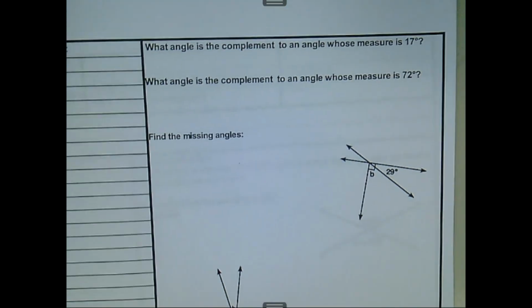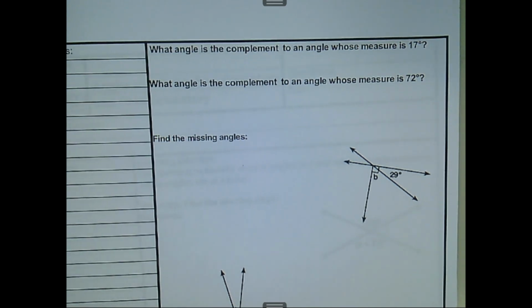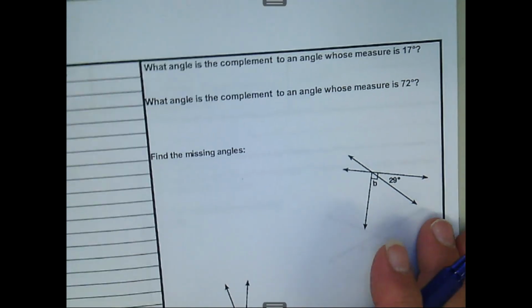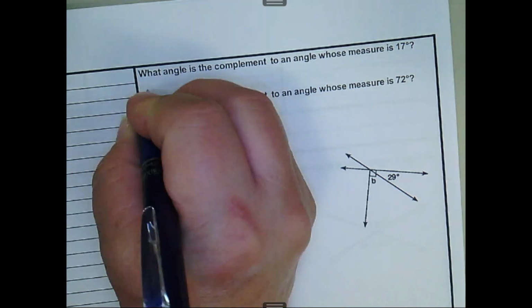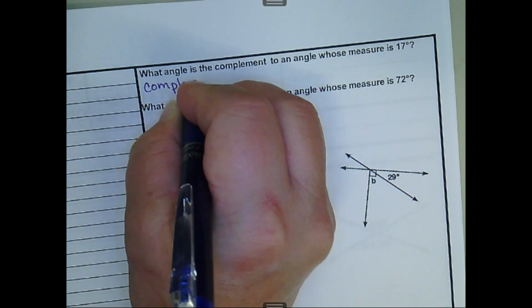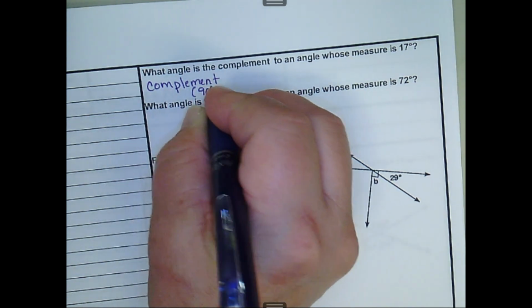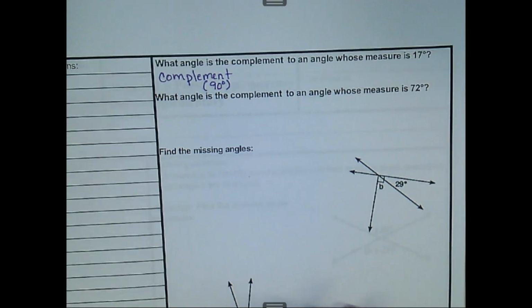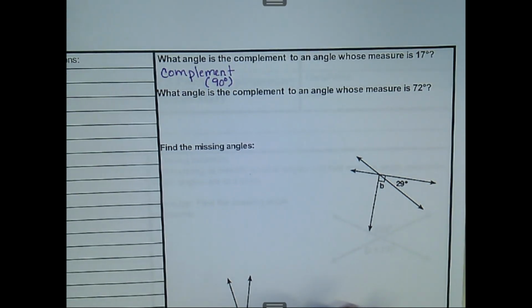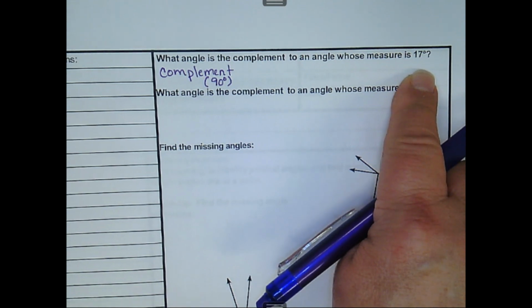What angle is the complement to an angle whose measure is 17 degrees? Okay, what does the word complement mean? Complement means they add up to how many degrees? A right angle, 90 degrees. So how do we set up our equation? If one of them is 17, what does the other one have to be?